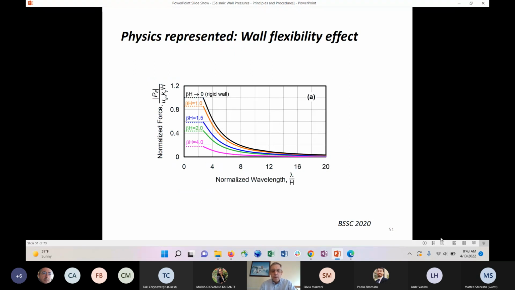So you see here analytical solutions for different values of beta h. What we had before was 0 for the rigid wall. And as the beta h increases, the wall reaction force decreases. And that's quite an appreciable decrease. It's more than a factor of 2 reduction, for example, at beta h of 2. So it's a major effect.